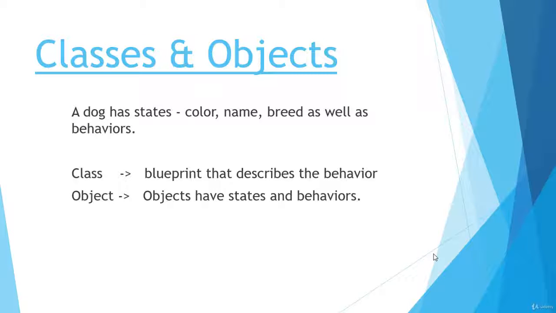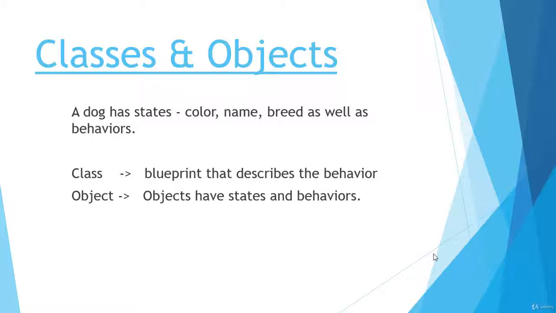Now here, a dog has states: color, name, breed, as well as some behaviors. Now imagine that there is a dog. It can bark, it can walk, it can eat, it can drink, etc. There is a dog which is a class, and when a new baby dog is born, then that baby dog is the object that has all the features of a dog.